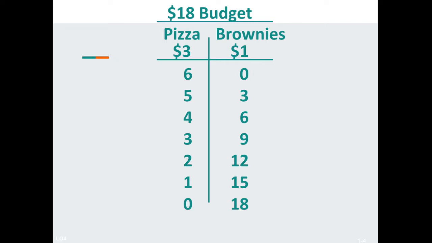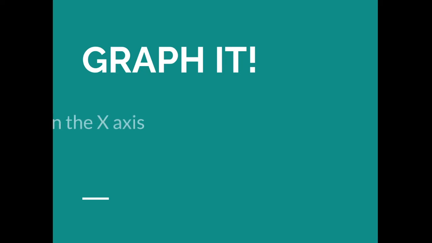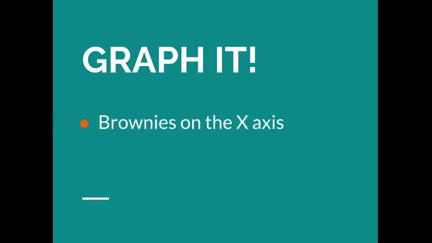So let's say we wanted a brownie, right? Then we'd have to give up pizza in order to get the brownie. So we could end up getting 18 brownies and no pizza, or some combination other than that, where like say 5 slices of pizza, which would give us 3 brownies. 4 slices of pizza, I can get 6 brownies, okay? So we take that chart and we're going to graph it. Okay, we're going to put brownies on the X. We're going to put pizza on the Y.